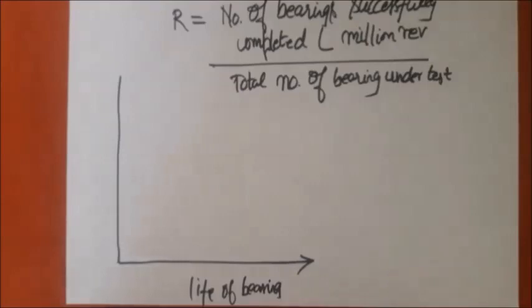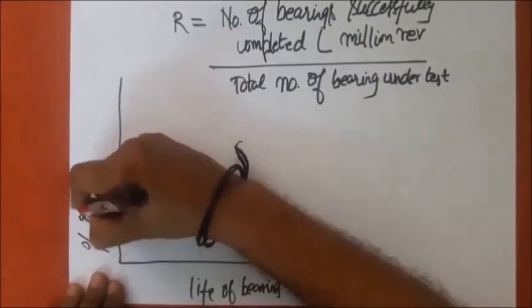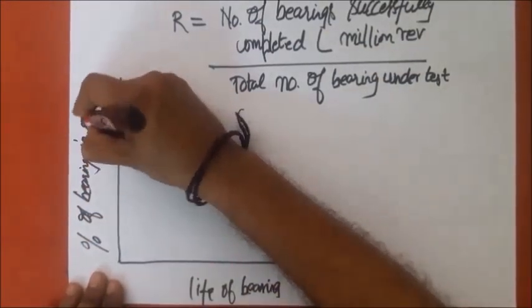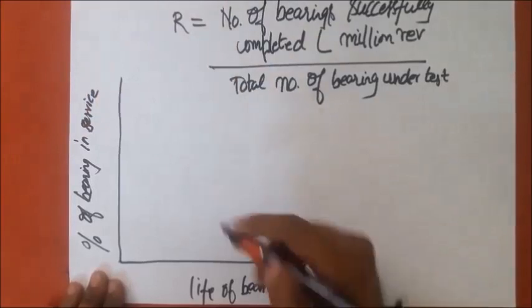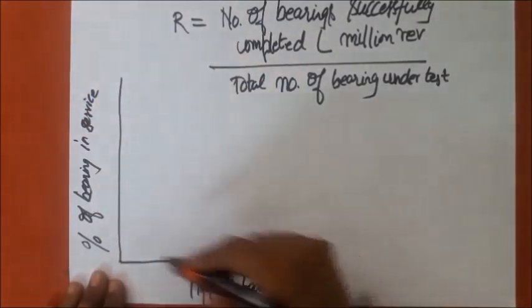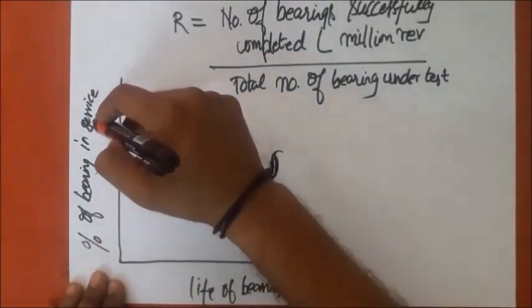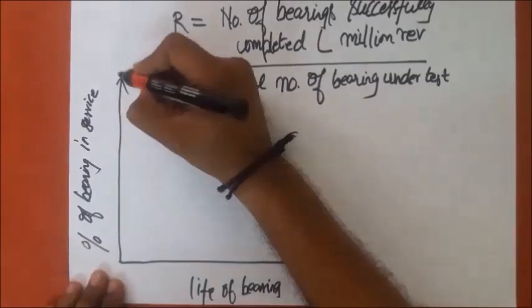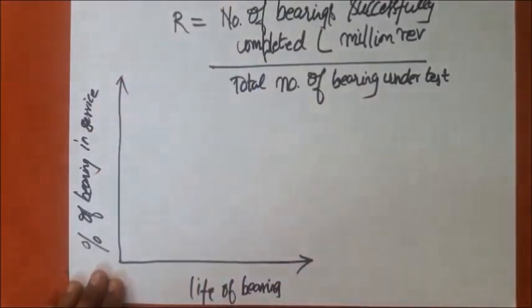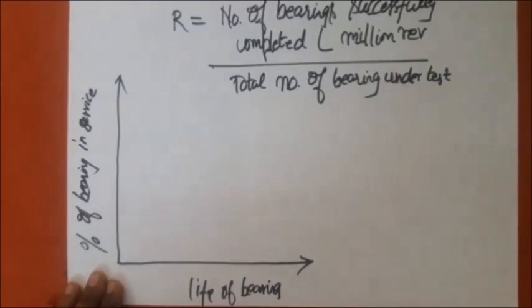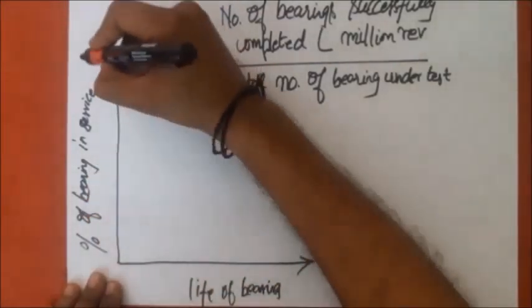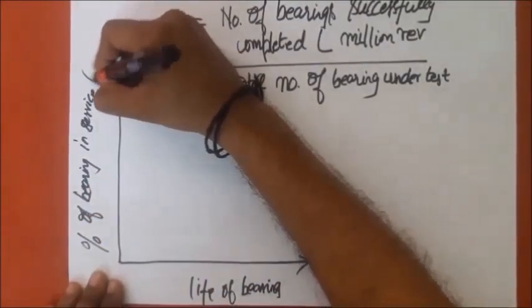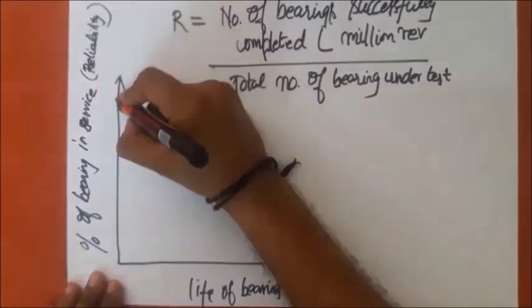Now as we can see, the x-axis here is the life of the bearing and the y-axis is the percentage of bearings in service. So this is the life and this is the percentage of bearings in service. This is nothing but can be denoted as reliability.